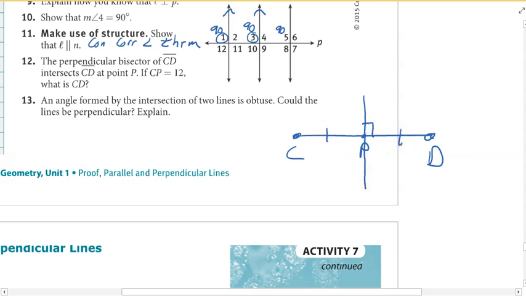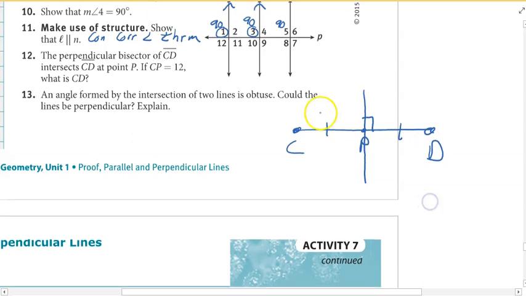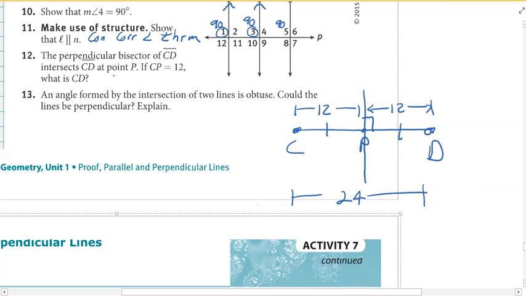All right, if CP is 12, so this little piece here is 12, what is CD? Well, the other half has to be 12. So then that means the whole thing would be 24 using segment addition postulate. So the whole thing would be 24.